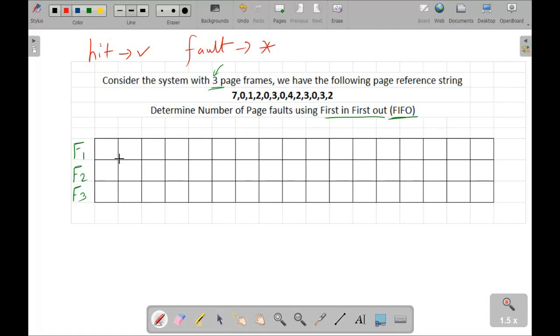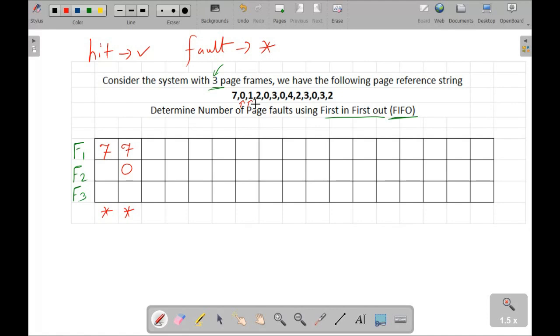So we will go with this, and the very first page we have is 7. Do check in either frame, do we have 7 present? No. So you will say the page is not present, that's why it's a page fault, a page miss, and you will map 7 into the very first frame. Then we have to consider 0. 0 is also not present, so I will add 0 into the next frame, that is frame number 2. 7 will stay as it is in the first frame, and again it will be a page miss or page fault.